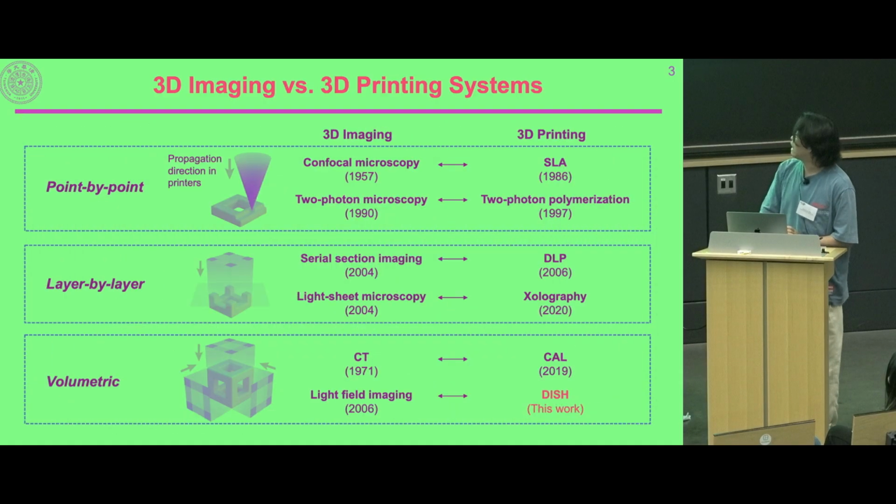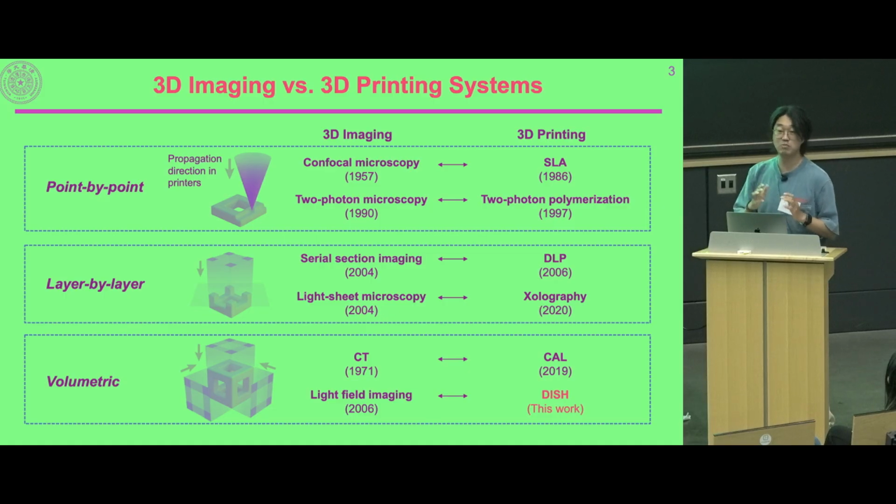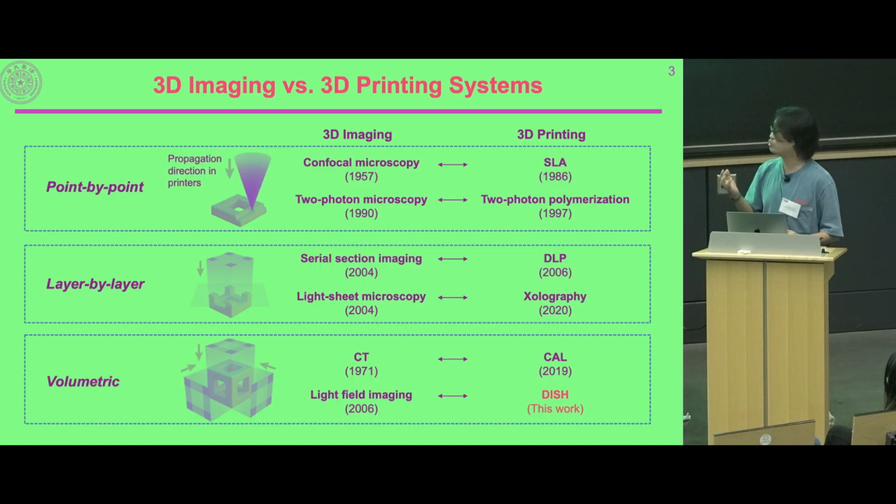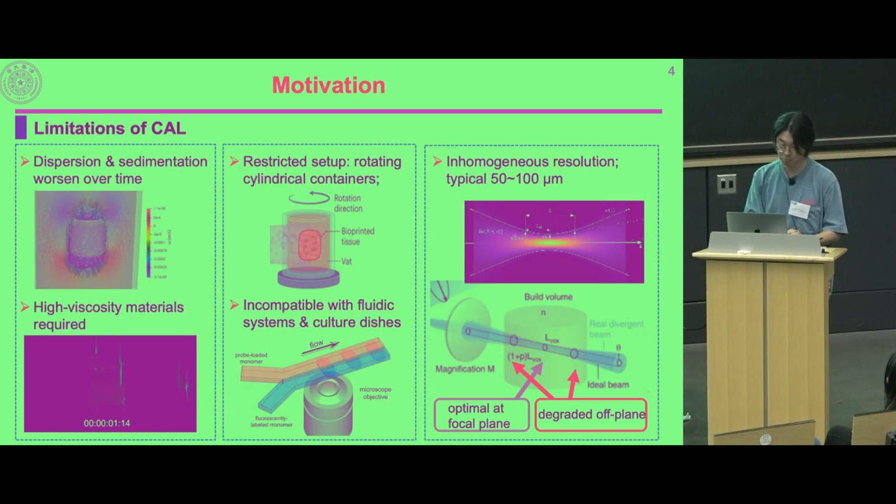For 10 years, our group has been focusing on scanning light field microscopy. We are focusing on in vivo mouse imaging, but we have plenty of experience in light field imaging. So we took on the challenge of building a new system for 3D volumetric printing using light field illumination.